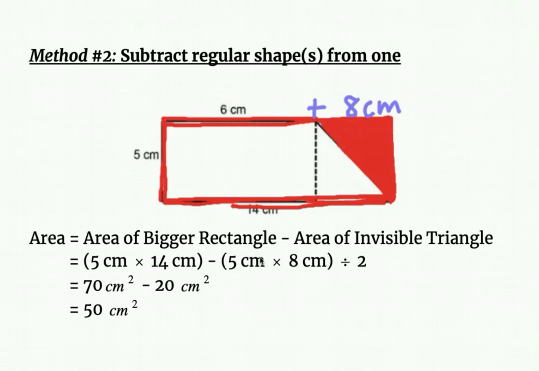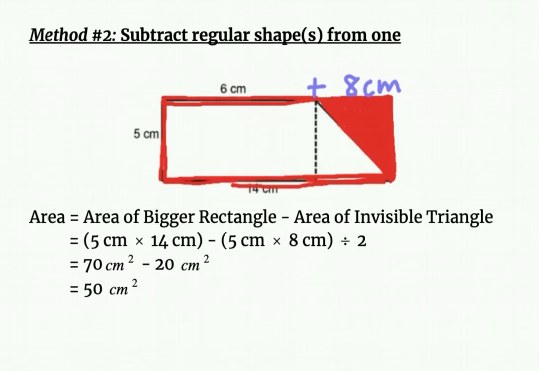So this is 5 centimeters times 8 centimeters divided by 2. Okay? It's basically the other half of the other triangle, so it's the same numbers as before. Except this time we're subtracting it out from the bigger rectangle. So we also get 20 centimeters squared for the invisible triangle, because it's just the other half of the other one. And then for the bigger rectangle that doesn't actually exist, it's 5 centimeters times 14 centimeters, which is 70 centimeters squared. 70 minus 20 is 50 centimeters squared. So just a different way of getting the same answer.